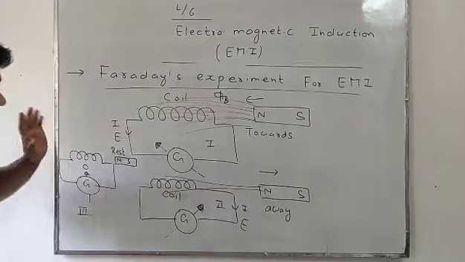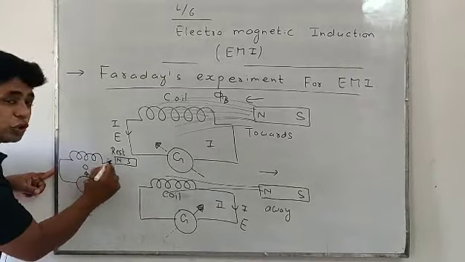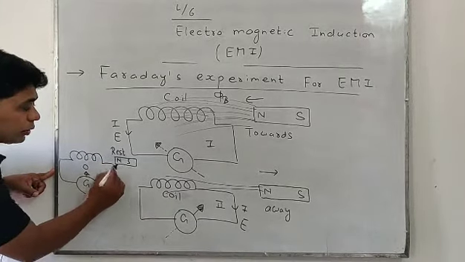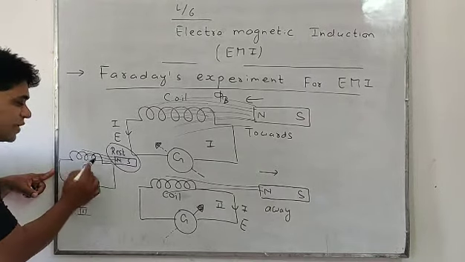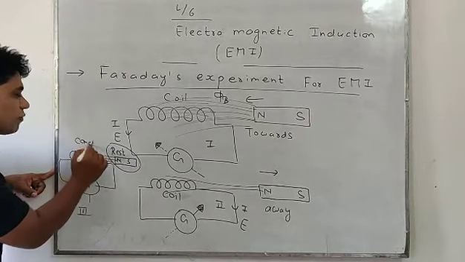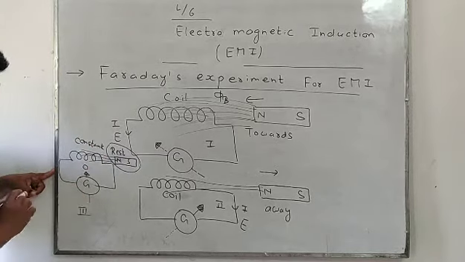And the third condition, what we did? When there is no relative motion between the bar magnet and the coil, the coil is placed in a state of rest. Flux passes, but that is constant flux. In that condition, the galvanometer is showing zero deflection.